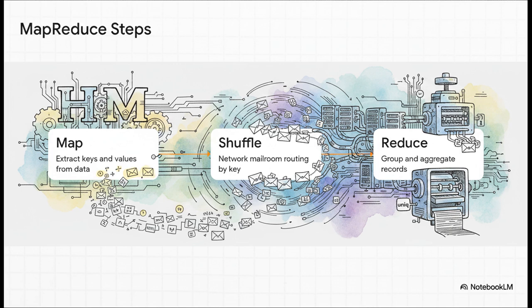Think of the shuffle phase as the ultimate network mailroom. It routes all the related records from thousands of different machines over the network, ensuring that all pairs with the exact same key end up in the exact same place. Finally, step 3 is the reduce phase. Like our uniq command, it takes those grouped records and aggregates them. It's basically the Unix pipeline, just blown up to a massive scale.